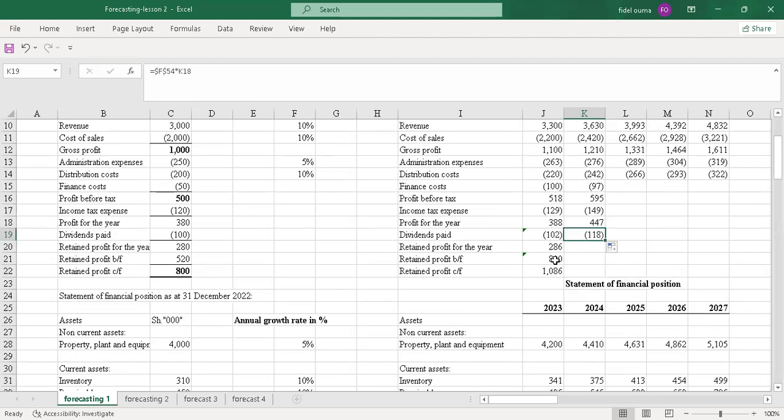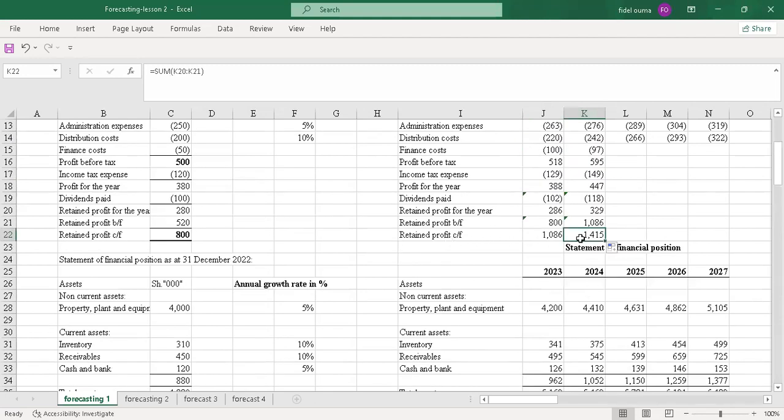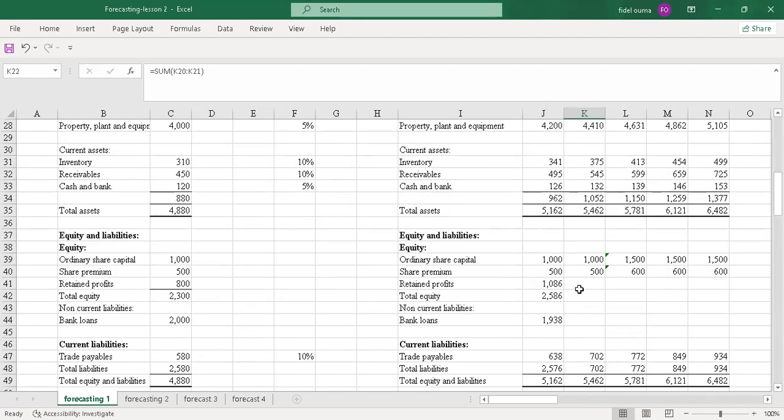So you just drag, then retained profit for the year will automatically be the difference. This helps you to save on time. Then retained profit brought forward for 2024 will now be the carried forward for 2023, so just select that. Then when you come here, you just drag and the values will change automatically. Now that I have retained profit carried forward, I'll be able to bring it here so that I can balance and get the total equity.